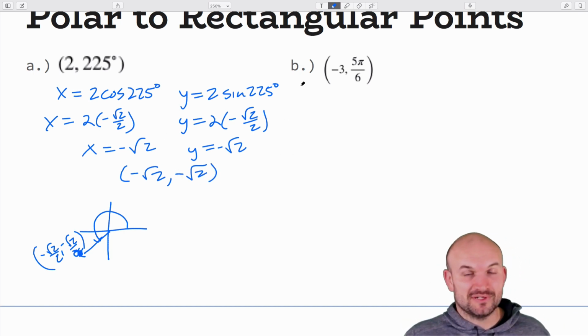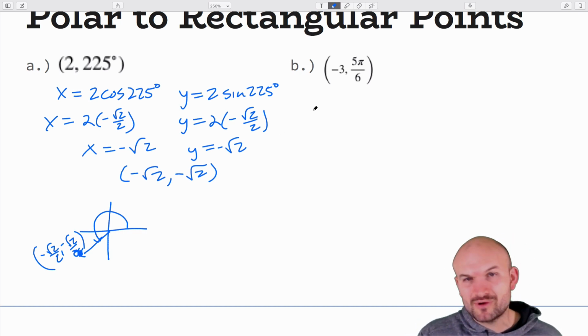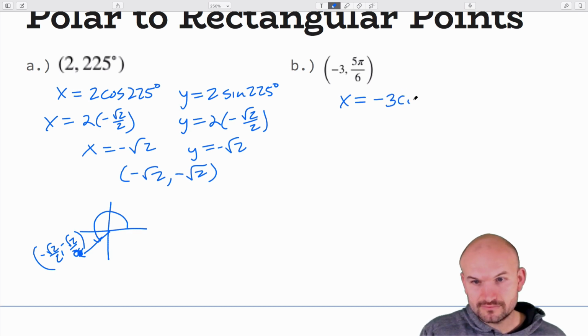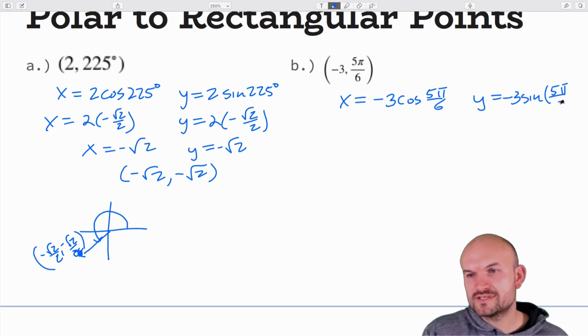All right, for the next example, you could be like, oh, it's a negative. I hate negatives. I'm confused. But again, you don't really need to worry about that, right? Because all we're going to do is follow the formulas. x equals negative 3 times the cosine of 5 pi over 6, and y equals negative 3 times the sine of 5 pi over 6.